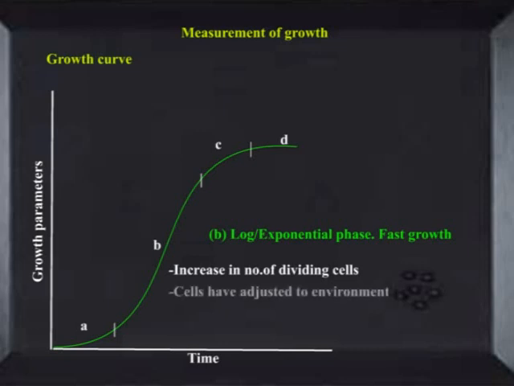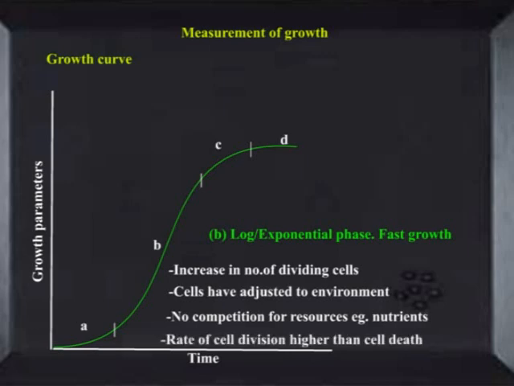The cells have also adjusted to the new environment. Food and other factors are not limiting, and hence the cells are not competing for resources, and also the rate of cell increase is higher than that of cell death.